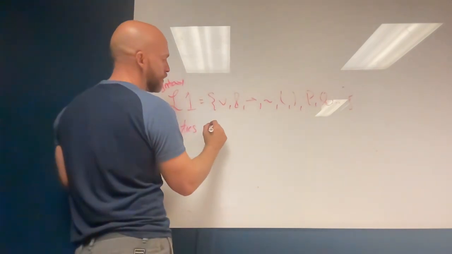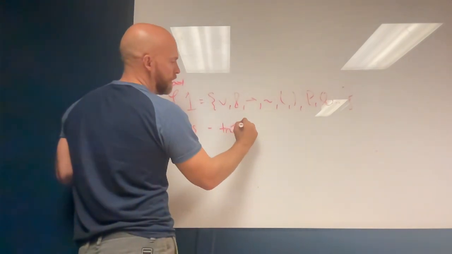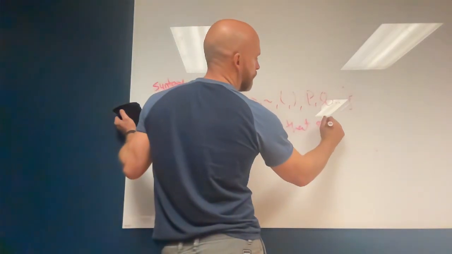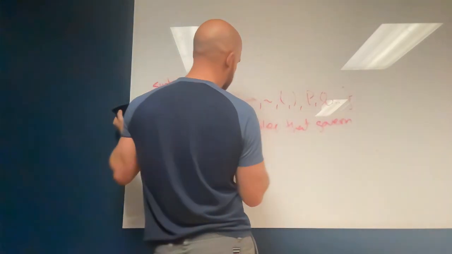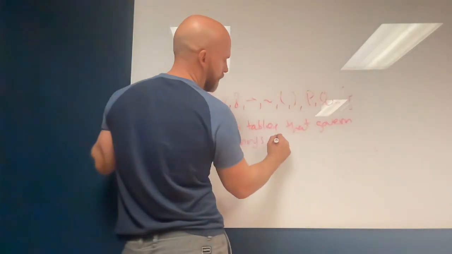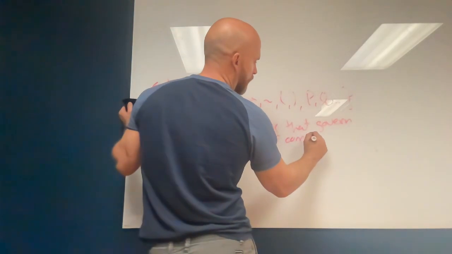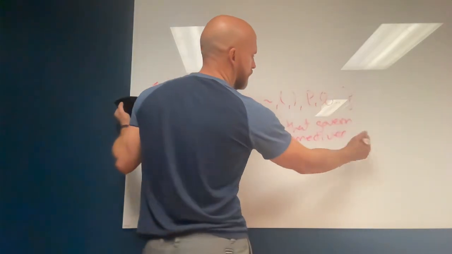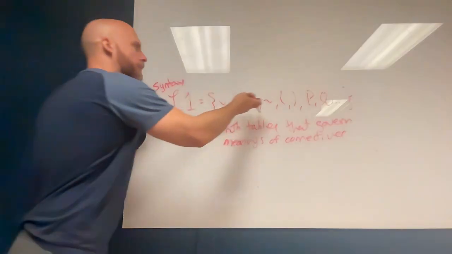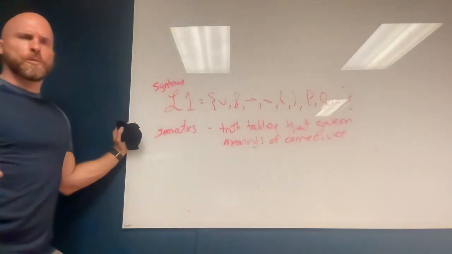These are essentially truth tables that govern the meanings of connectives. They help guide us in evaluating expressions that are built out of P's and Q's and ors and whatnot.